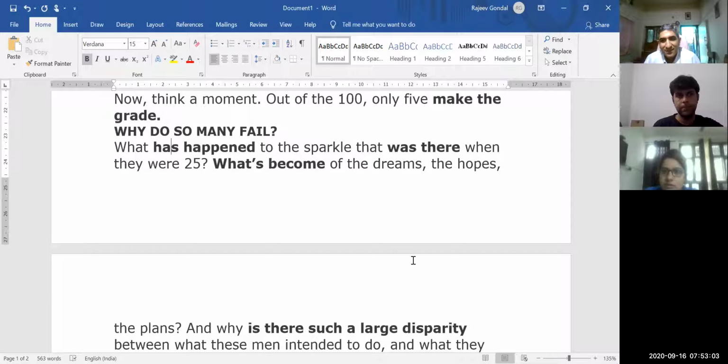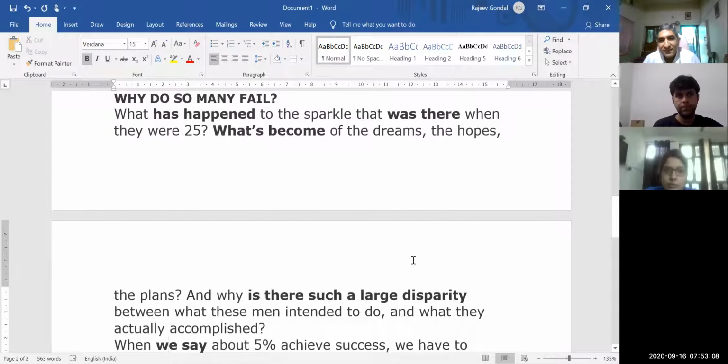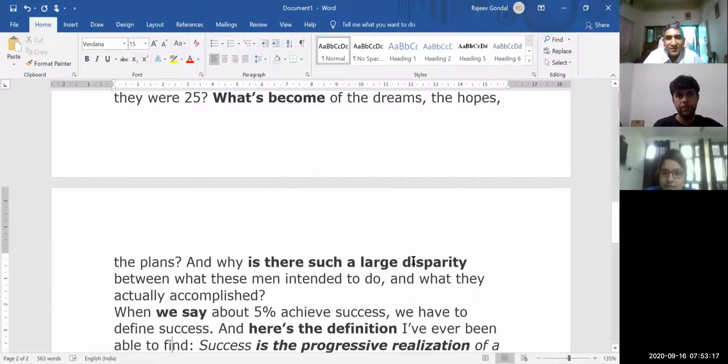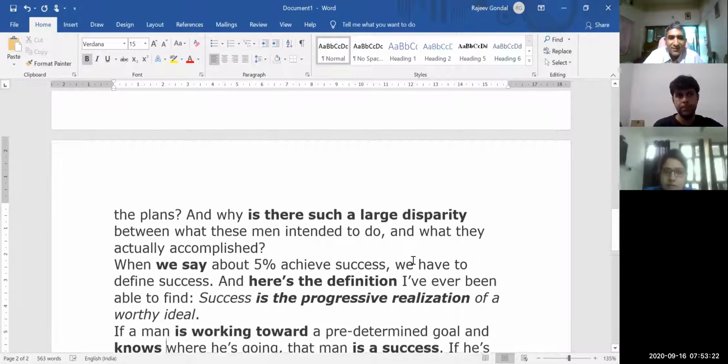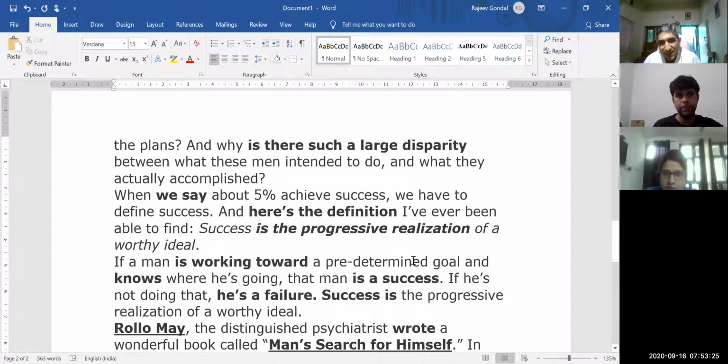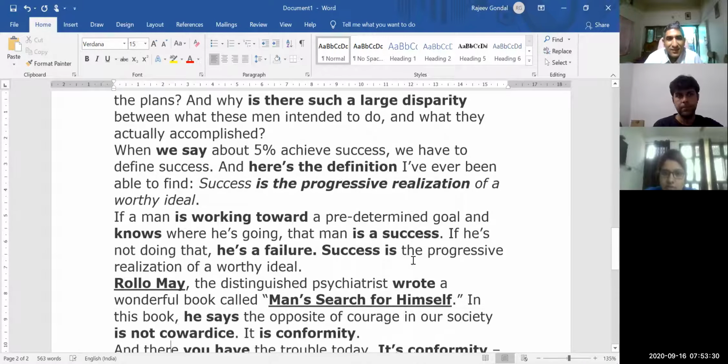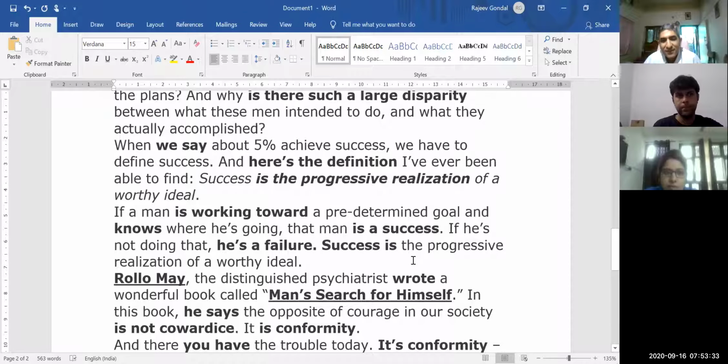Was there, it's past. When they were 25, it's also past. Become of the dreams? It's present. And why is there such a large disparity? This is present. When we say about, this is also present. And here is the definition. This is also present. Success is the progressive realization. This is also present. If a man is working towards, this is also present. That man is a success, this is also present. He is a failure, success is, these are present.